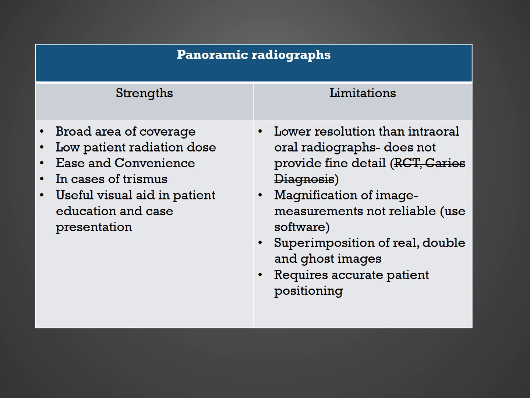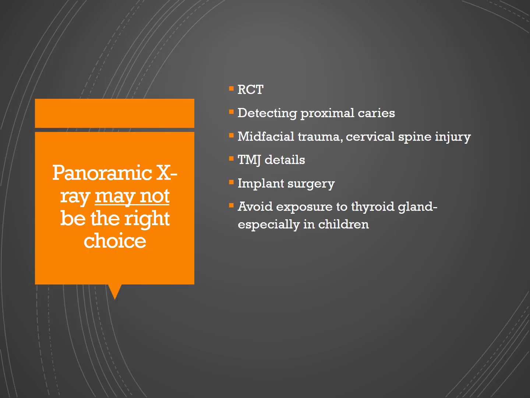We have again seen common errors that can happen if the patient is not positioned carefully within the machine, in the focal trough. So a panoramic radiograph may not be a great choice for RCTs, detecting proximal caries, midfacial trauma or cervical spine injury, TMJ details, and implant surgery. It is also very important to avoid exposure to the thyroid gland, because the thyroid gland is not covered by the lead apron with the panoramic, and hence, especially in children, you might not want to expose them to panoramic radiographs too often.